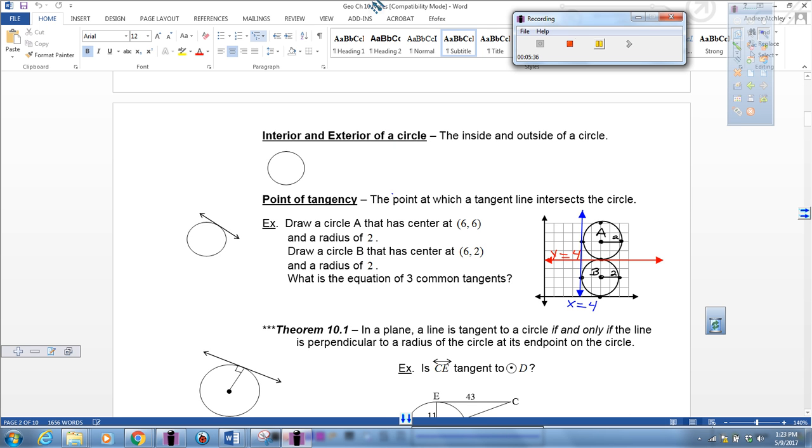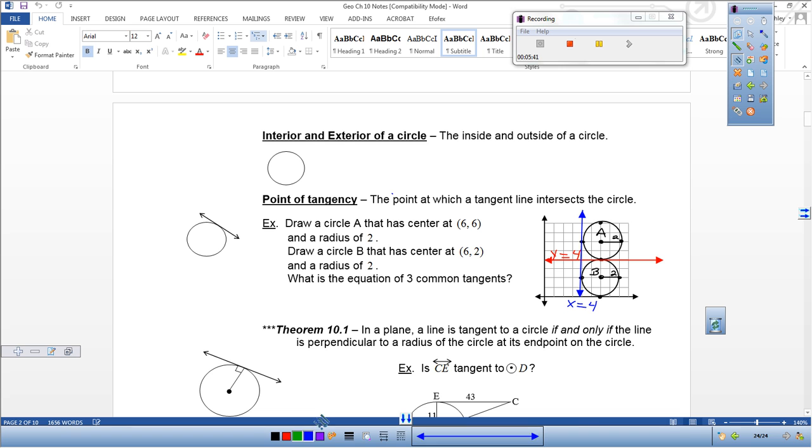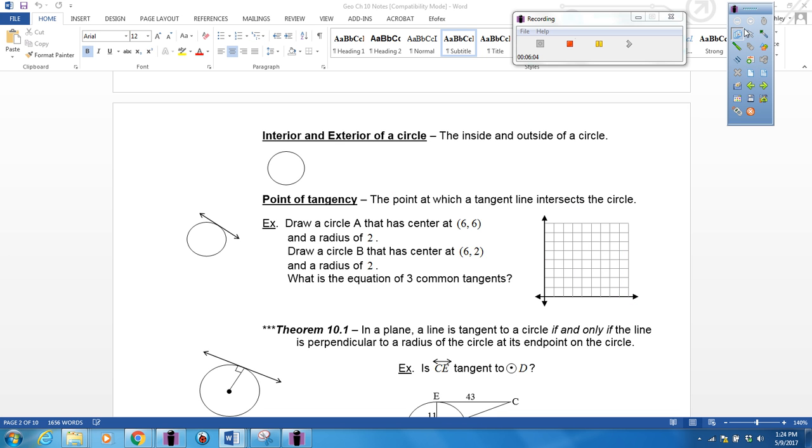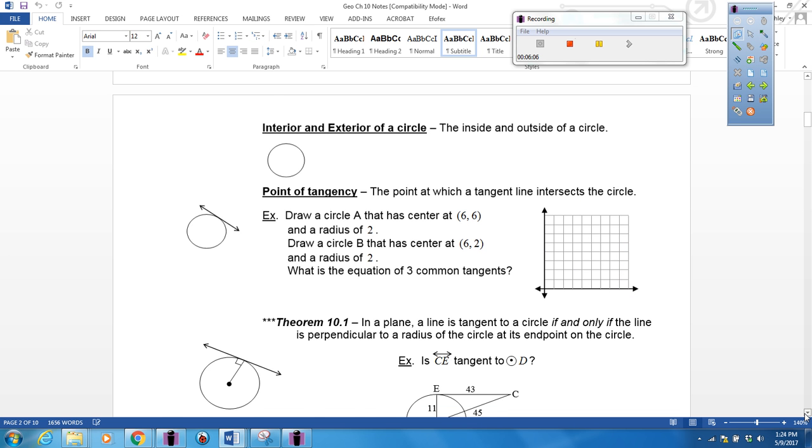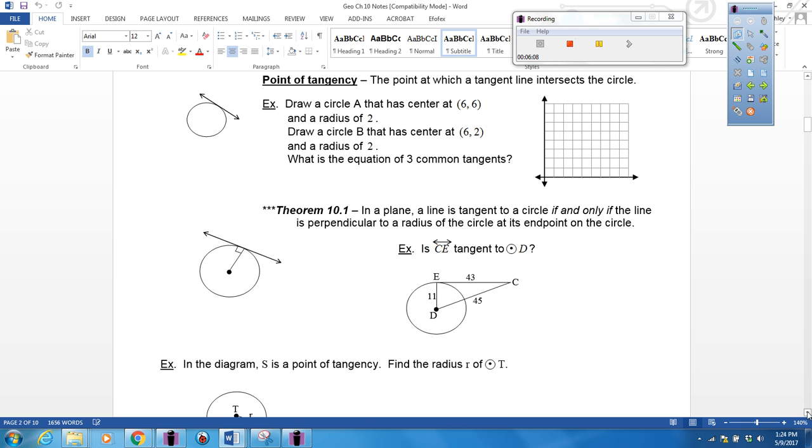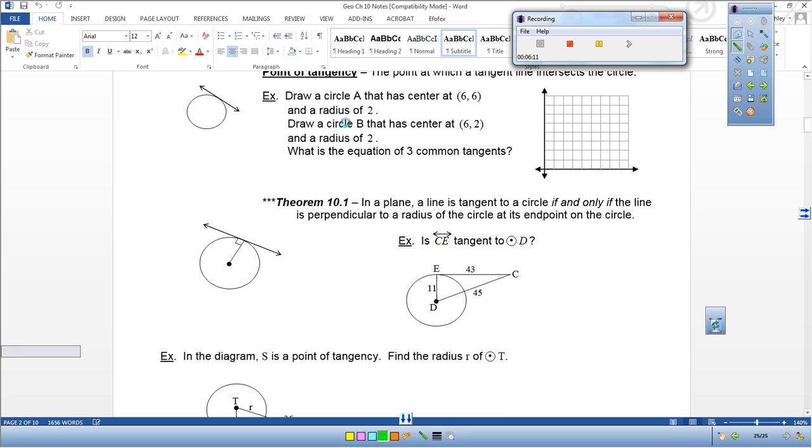Okay, so the other one should have been right here on the other side. And it'll be x equals 8. Any questions over that? Okay. Now moving on. Okay, this is really important.